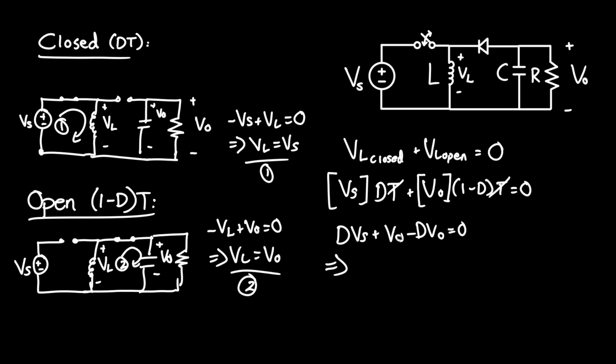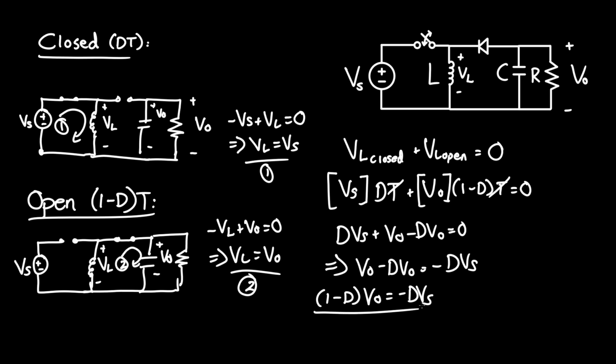All we have left is to put Vo on the left side and Vs on the right side. So Vo minus DVo equals, now moving this to the right, negative DVs. We can factor out a 1 minus D to get a common term of Vo, equals negative DVs. Multiplying both sides by 1 minus D, we can isolate Vo to give us our final answer of Vo equals negative DVs over 1 minus D.